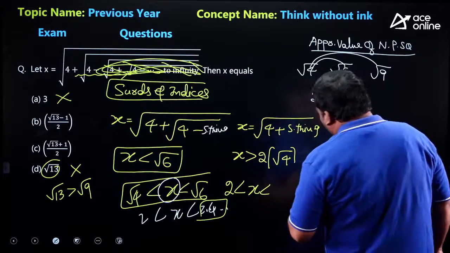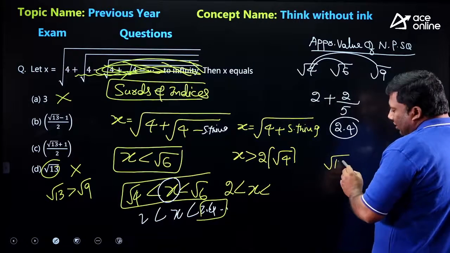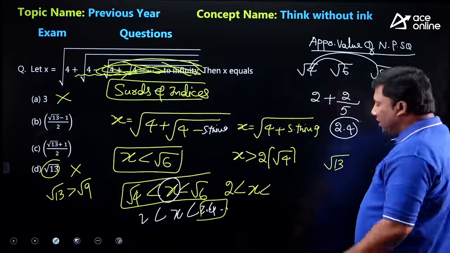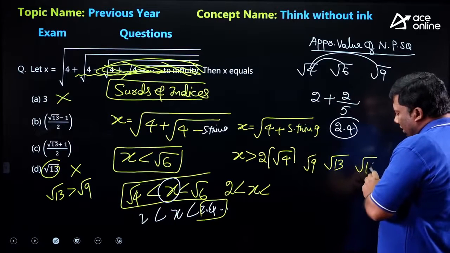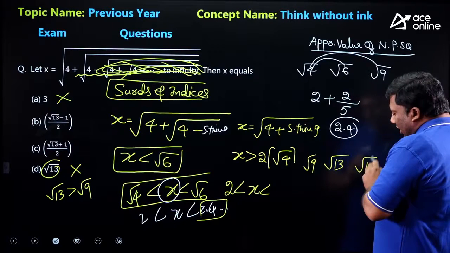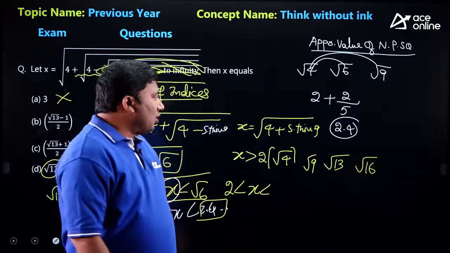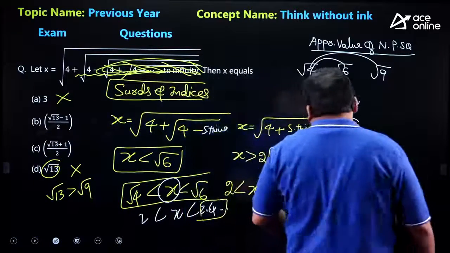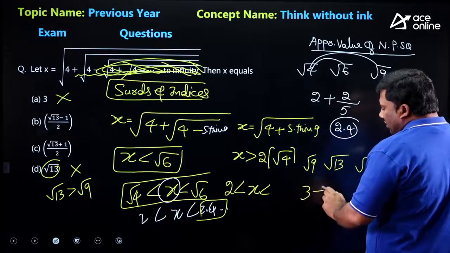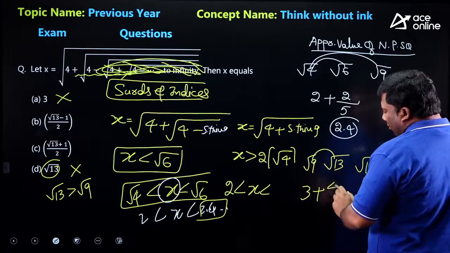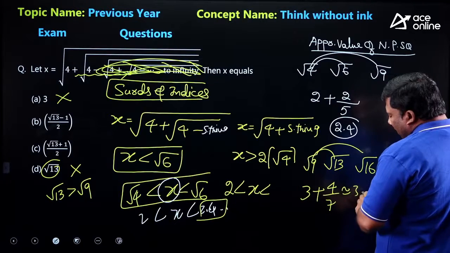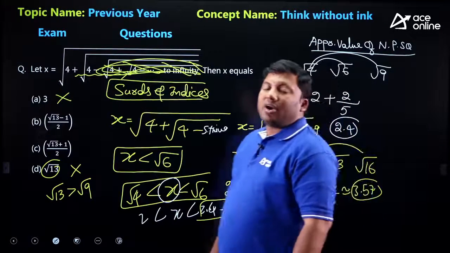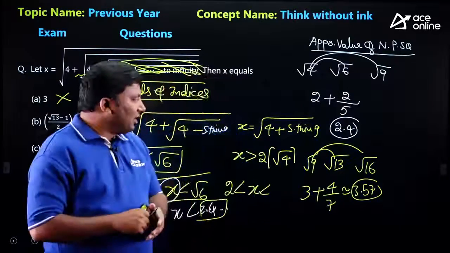What is the value of root 13? How to find out the approximate value of a non-perfect square? Root 13 lies between root 9 and root 16. Root 9 is 3 plus, the difference of 13 and 9 is 4, and the difference of 16 and 9 is 7. So here it will be around 3.57. I found out the approximate value of a non-perfect square.